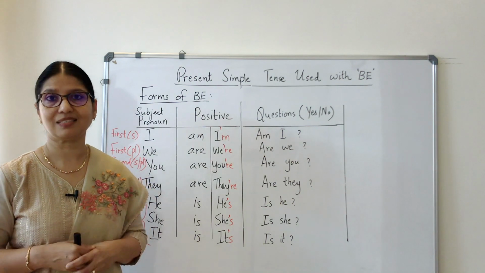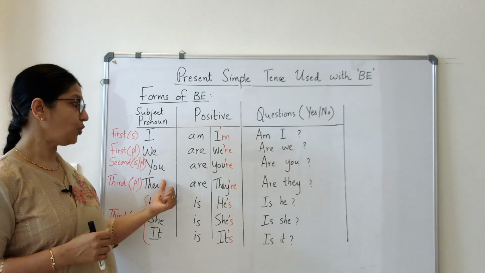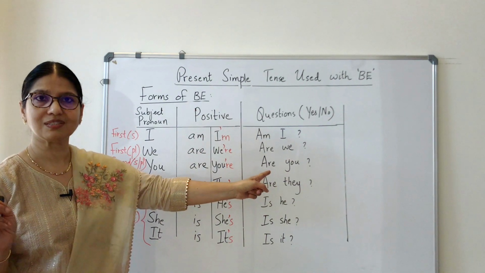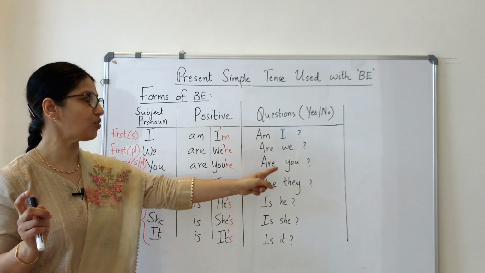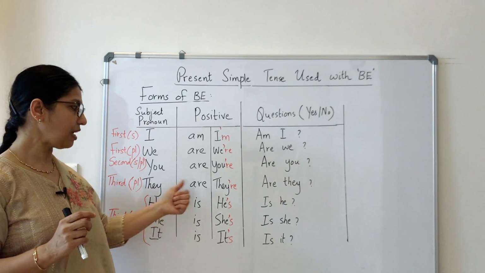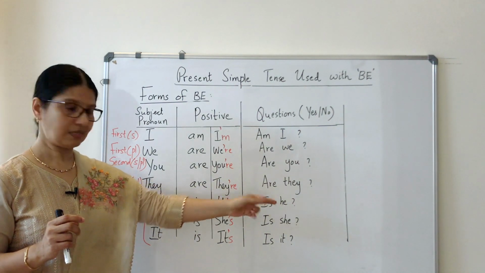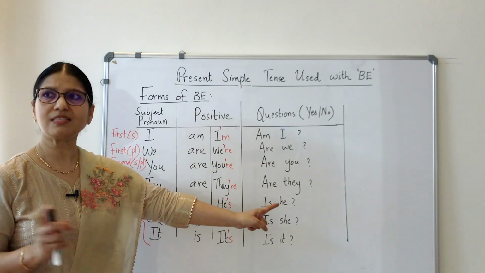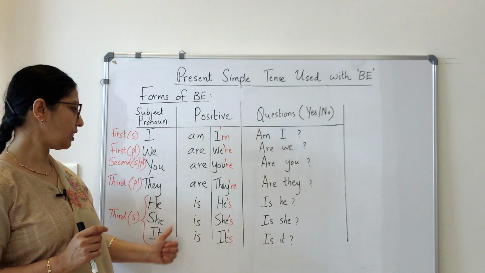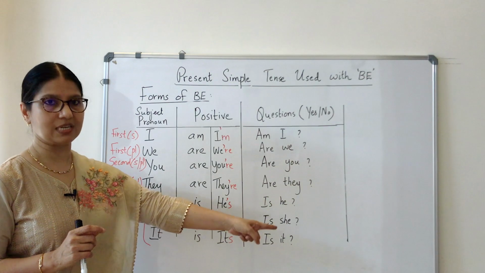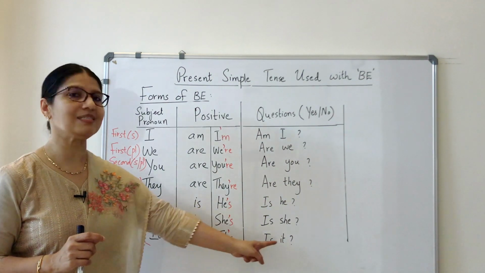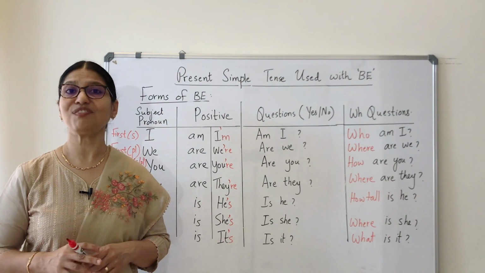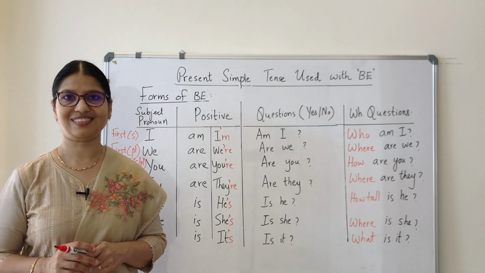Are we late? The next, you are becomes are you? Are you the doctor? So that's how you form a question using that. We have they are, it becomes are they? He is becomes is he? Is he sick? The next, she is becomes is she and it is becomes is it? Is it your bag?